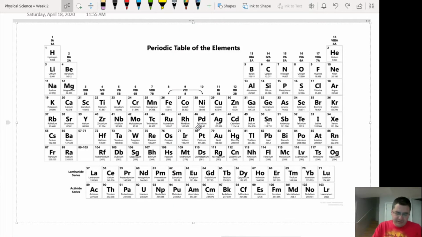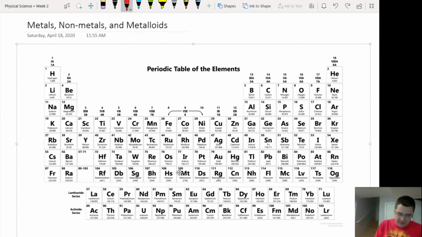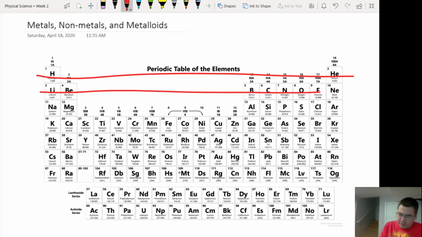Hi, physical science students. I'm going to go through a tutorial on how to identify metals, nonmetals, and metalloids on the periodic table. To start, I just want to show that the periodic table is organized into things called periods. A period is a row on the periodic table.